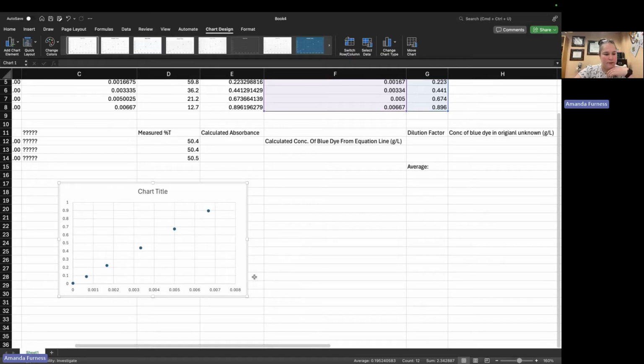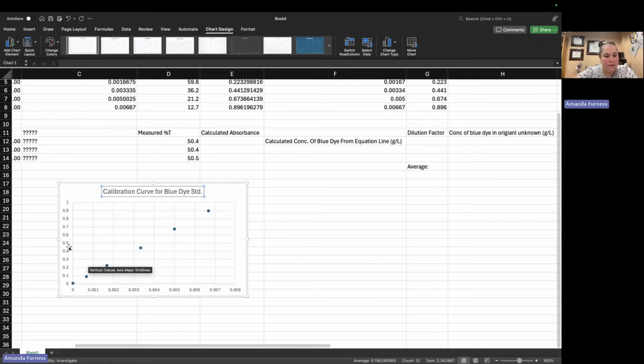Looks pretty good, looks relatively linear for now. Again, I have concentration on the x-axis, and I have absorbance on the y-axis, which is how I want it set up. A couple of things. We want to add a chart title to this, and it should say something like calibration curve for blue dye standards, or something to that effect, okay?